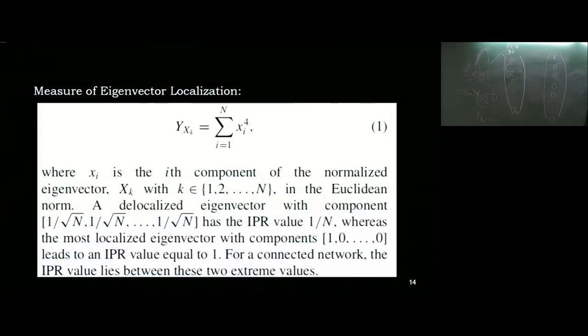But for a connected network, the IPR value will lie between these two extremes. We will never be able to find the completely localized case for which IPR is 1, because the network is connected. Unless we have an isolated node, we are never able to achieve complete localization. For a globally connected network, we get a delocalized PV, that is true. But for a connected random network, which is not a globally coupled network, the IPR value lies between these two extremes, which are 1 upon n and 1, okay?